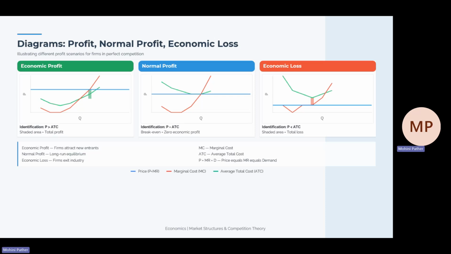Here we have the three diagrams that illustrate these three profit scenarios, specifically for firms in a perfect competition environment. So here we have a situation where your price exceeds your average total costs. Your shaded area is your total profits.